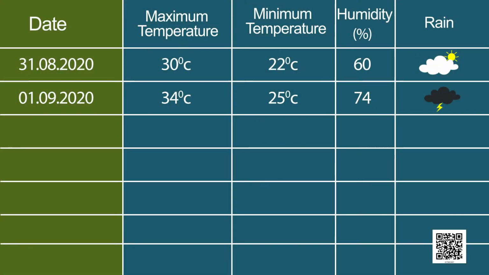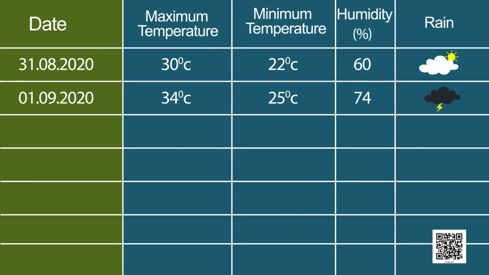Children, consider this data given by the meteorological department. According to this, on 31st August, the maximum temperature was 30 degrees Celsius and the minimum temperature was 22 degrees Celsius, while on 1st September, the maximum temperature was 34 degrees Celsius and the minimum temperature was 25 degrees Celsius. Children, did you notice one thing in this data? That there is a difference in the readings of maximum and minimum temperatures for both the days.